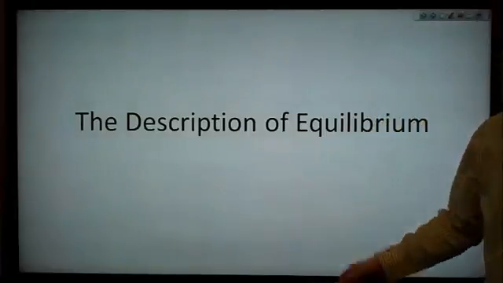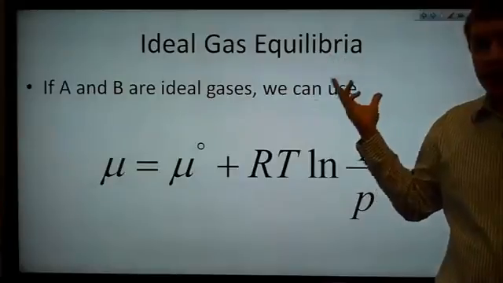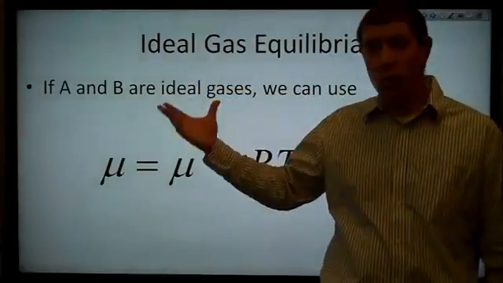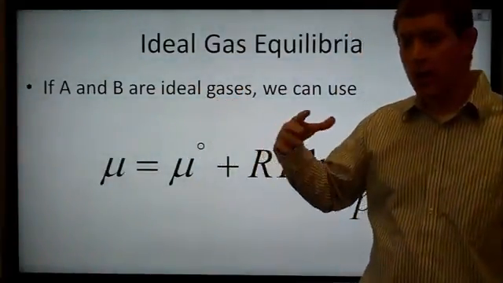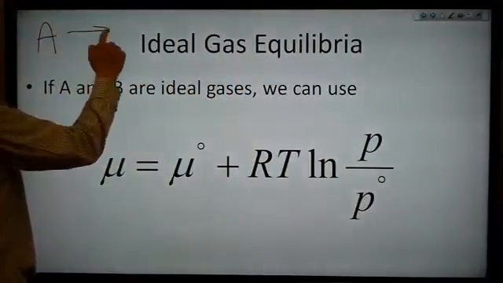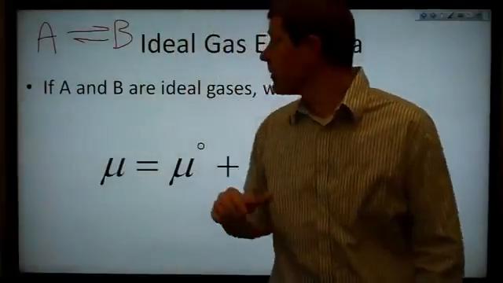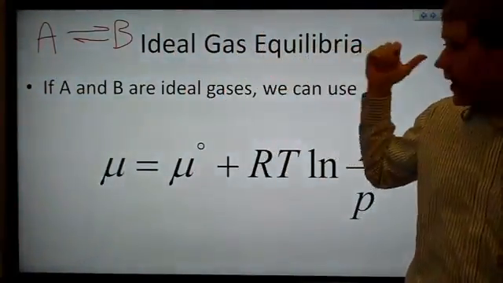Welcome to the description of equilibrium. So now we're going to look at ideal gas equilibria. Remember, we're still looking at a chemical reaction. We have A being converted into B, and B can then convert back into A. So we're going to start by looking at ideal gases.